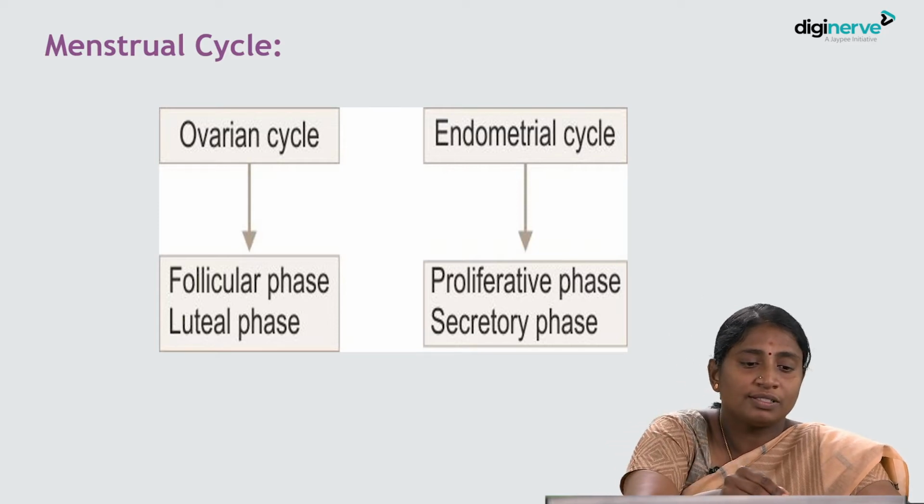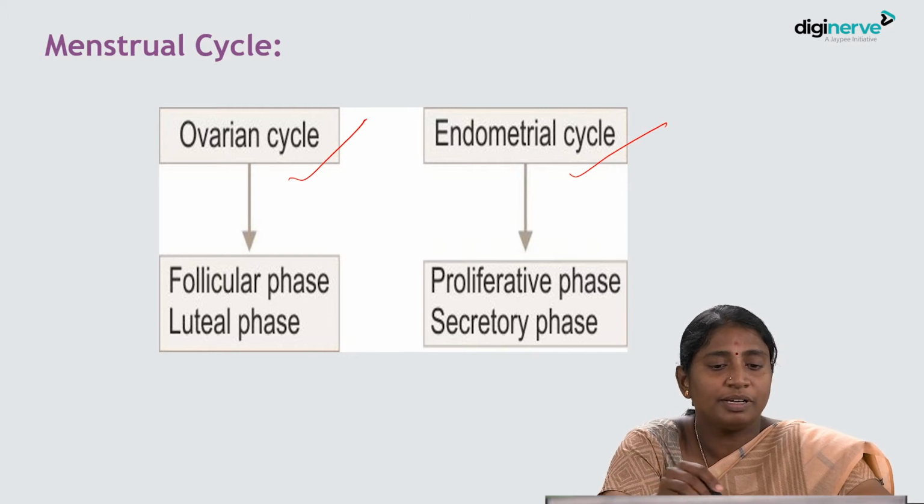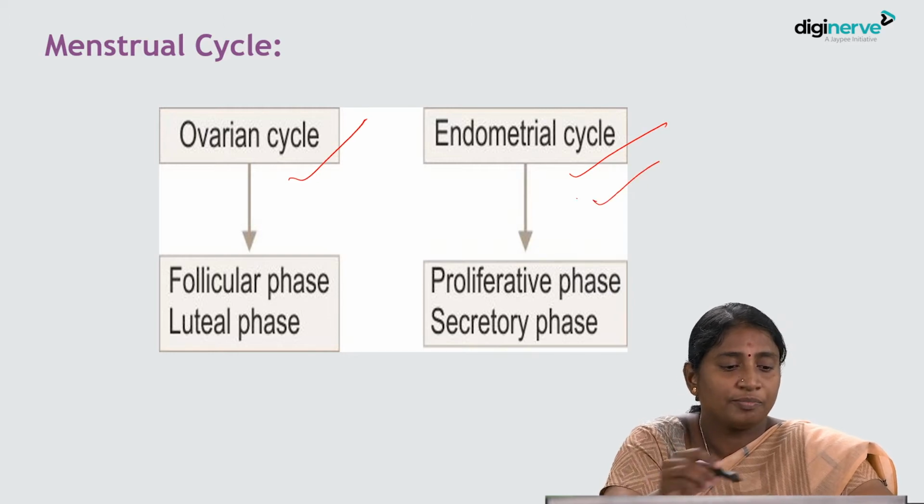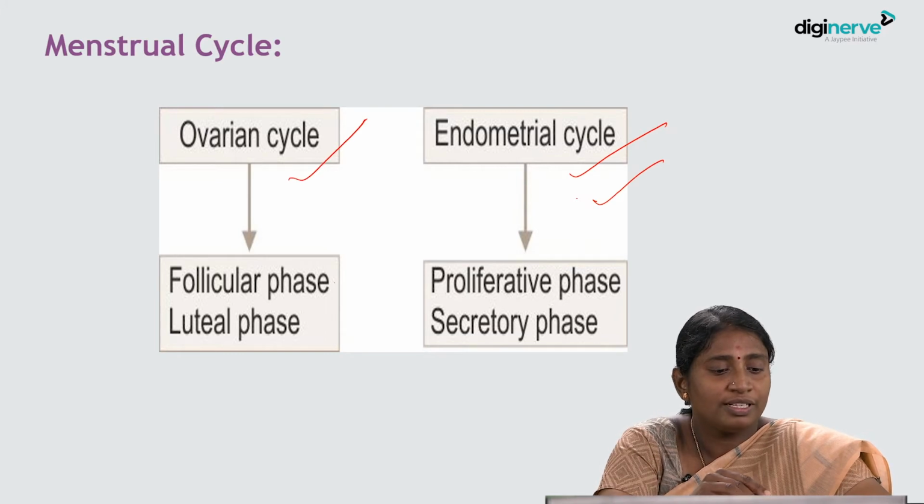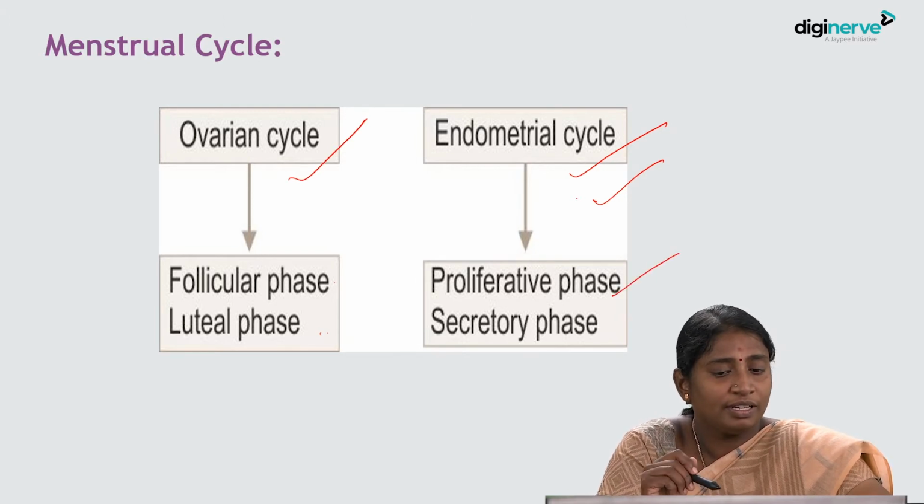The menstrual cycle has an ovarian cycle and an endometrial cycle. The endometrial cycle is a mirror image of the ovarian cycle. The follicular phase and luteal phase happen in the ovarian cycle. At the same time, you will note a proliferative phase and a secretory phase in the endometrial cycle. Let us move on to the next slide.